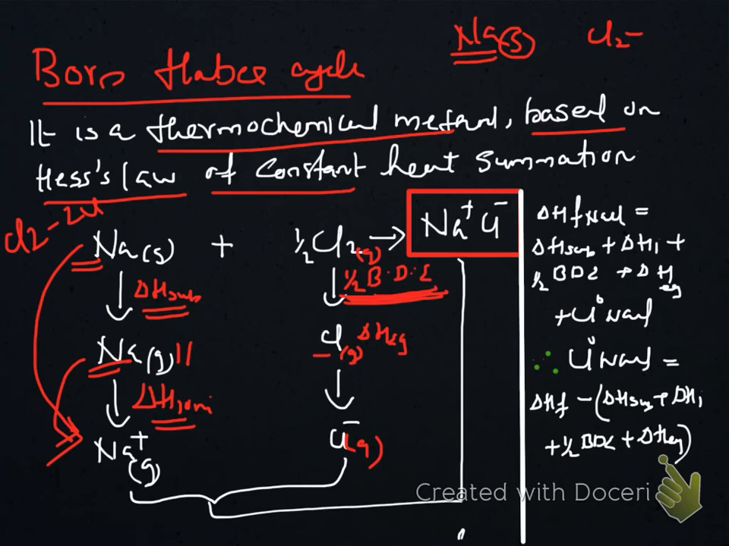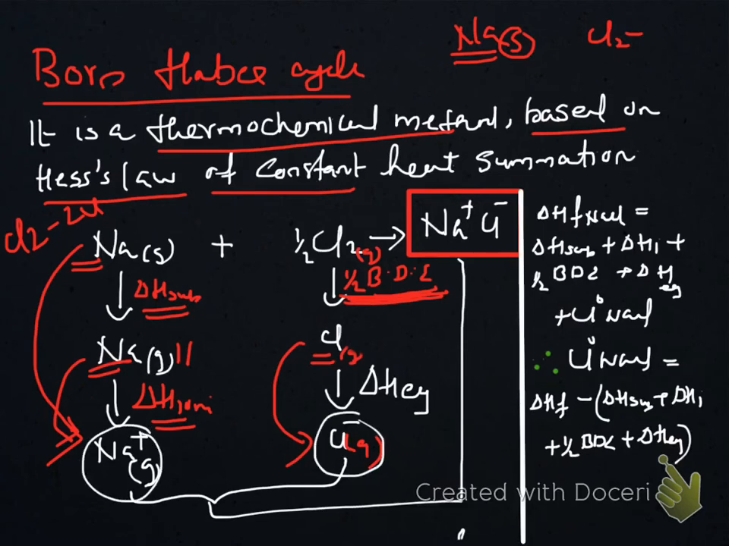That chlorine atom now changes to Cl minus ion by accepting one electron. That change is called delta H, electron gain enthalpy, Eg, or electron affinity. Now we have Na plus and Cl minus. When one mole of Na plus combines with one mole of Cl minus, definitely you will get NaCl.